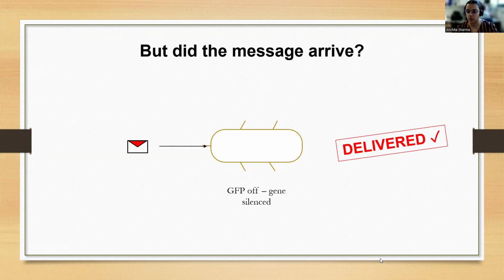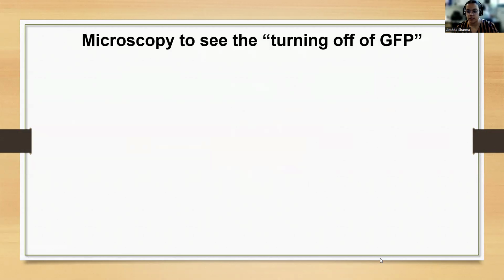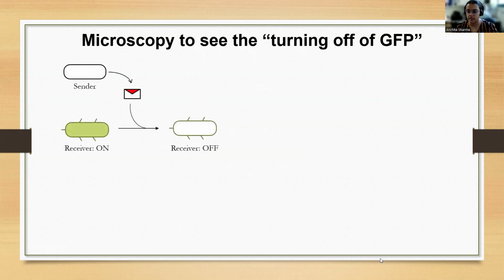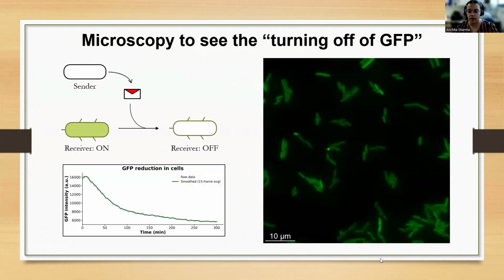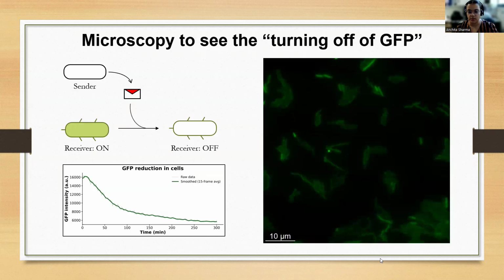We saw receivers switch off within hours, even at low sender to receiver ratios. We confirmed this also under the microscope in real time, where senders and receivers were co-incubated on an agarose pad and imaged for 5 hours. You can watch the video and also the plot showing here the GFP versus time. So it shows the individual receiver cells lose green fluorescence as the message is arriving and the effect is taking place.